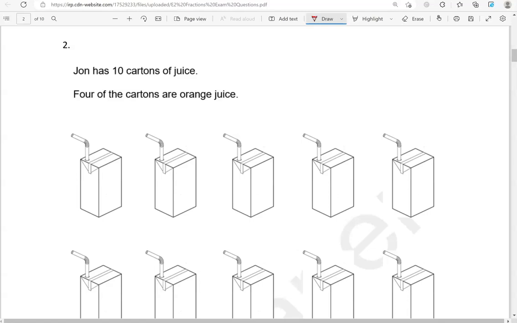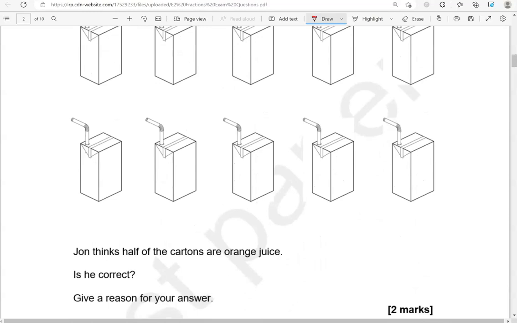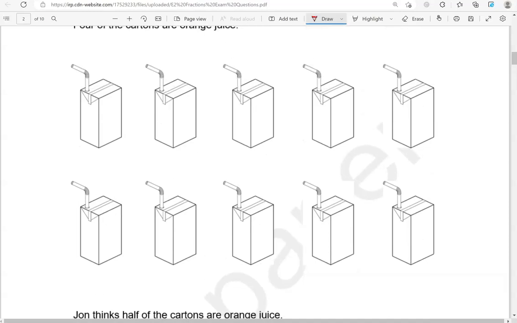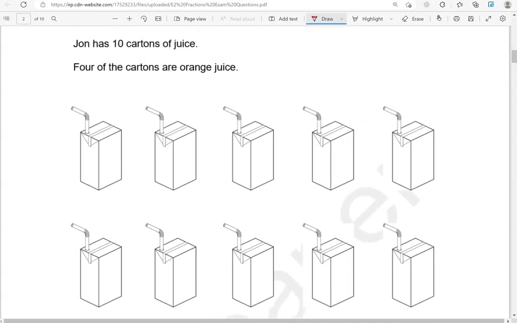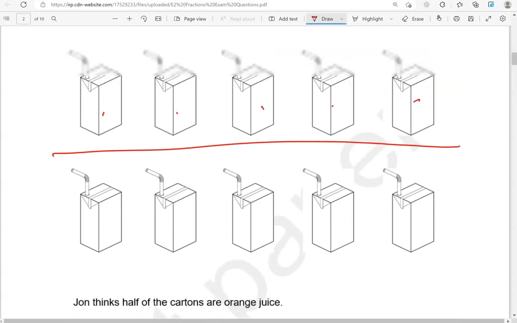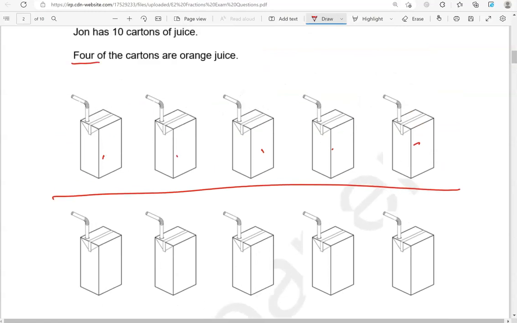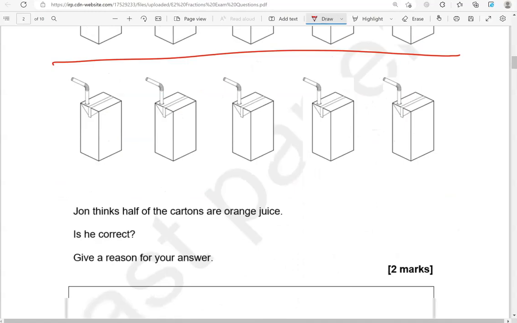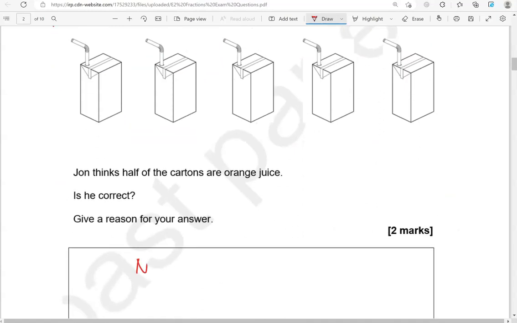John has 10 cartons of juice. 4 of the cartons are orange juice. John thinks half of the cartons are orange juice. Is he correct? Give a reason for your answer. So there are 10 cartons of juice. Half will be 1, 2, 3, 4, 5. And that's not the case because only 4 of the cartons are orange juice. So is it correct? No. Half is 5 cartons.